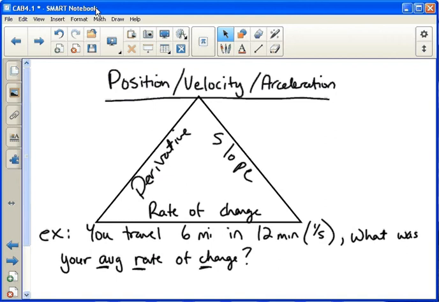So the first example we want to look at says you travel 6 miles in 12 minutes. What was your average rate of change? Now we typically talk about miles per hour instead of miles per minute, so that's why I have the 1/5 in parentheses after the 12 minutes, because that's 1/5 of an hour. So you travel 6 miles in 1/5 of an hour. What was your average rate of change? Well, if it takes you 1/5 of an hour to go 6 miles, then you can go 5 times that length in 1 hour, so it would be a total of 30 miles per hour.